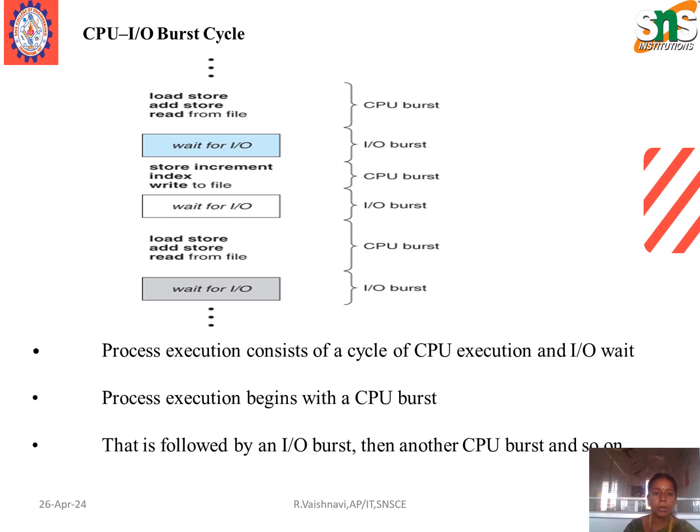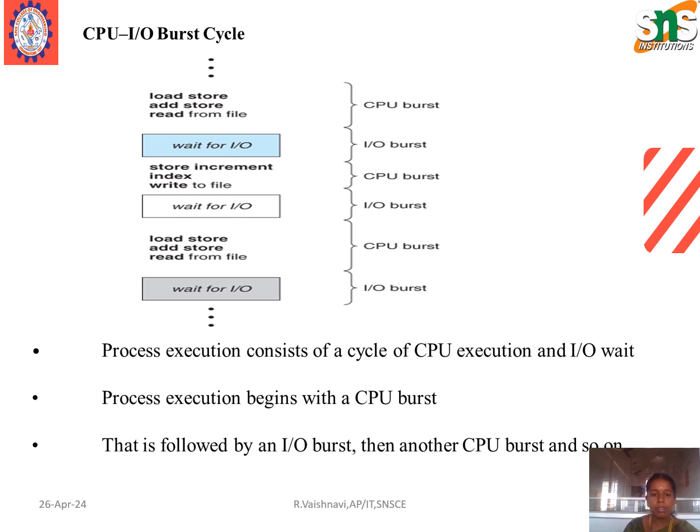Next one, CPU input output burst cycle. Here we have the diagrammatic representation. First one, load store, add store, read from file, then wait for the input output. Next one, store increment index, write to the file. Next step, load store, add store, read from the file. Then wait for the input output cycle.